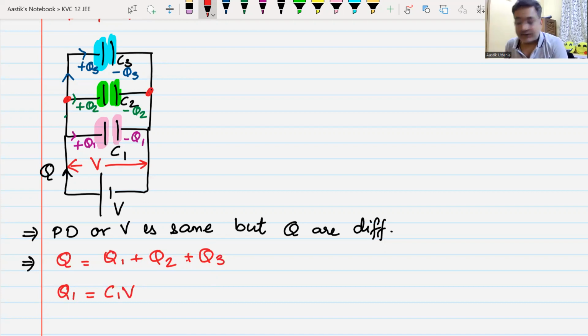Q1 is C1 into V. What about Q2? Q2 is C2 into V. So here charges are different, as you can see. Q3 is C3 into V.